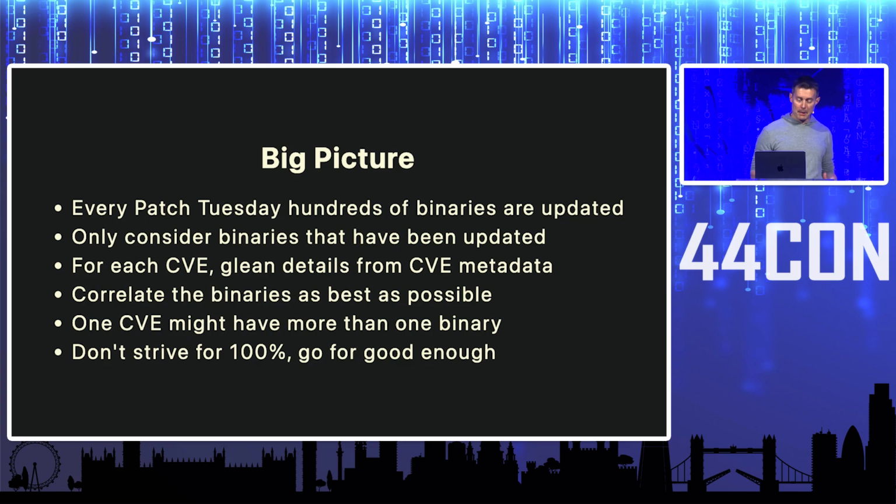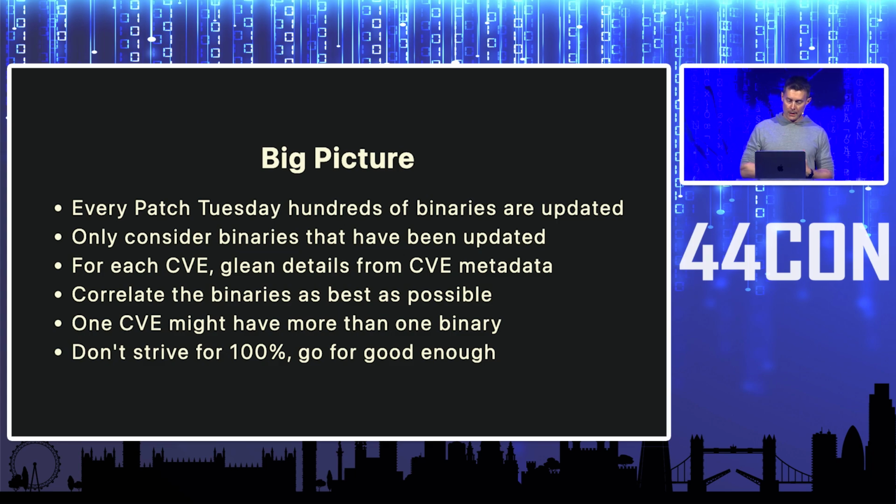So let's go big picture. Every Patch Tuesday, hundreds of binaries are updated. We only have to consider the ones that have been updated. I have a record of maybe about 16,000 Windows binaries that are out there, by name. And we only have to look at the ones that have been updated for Patch Tuesday. Now, you saw the CVE number before. It was like 119. And some CVEs have more than one binary that have been updated, but think about that. 16,000 down to 100.